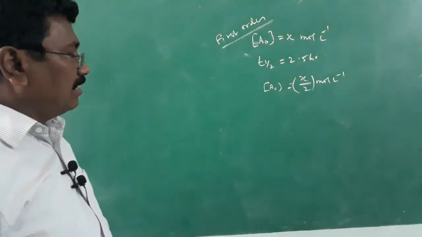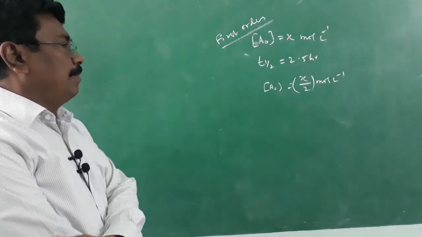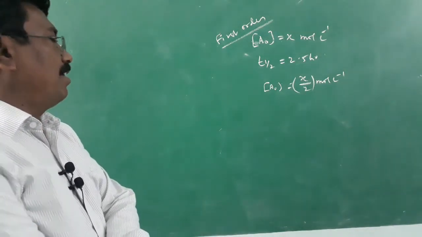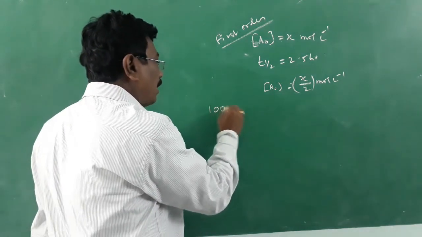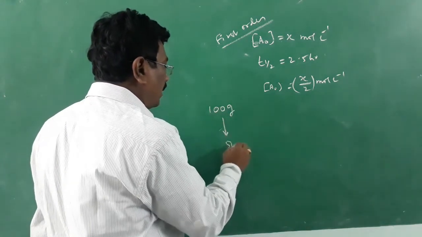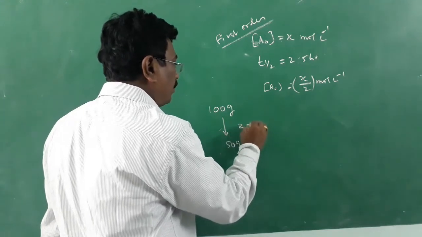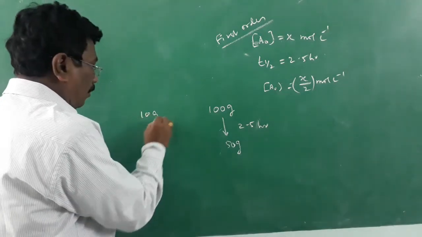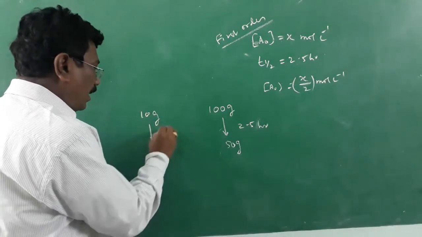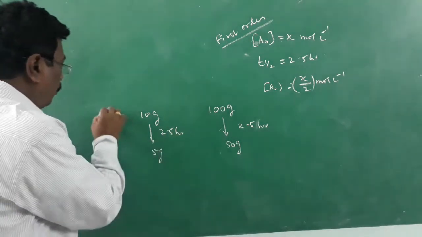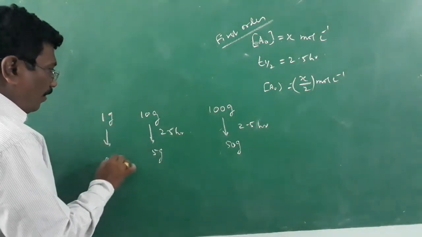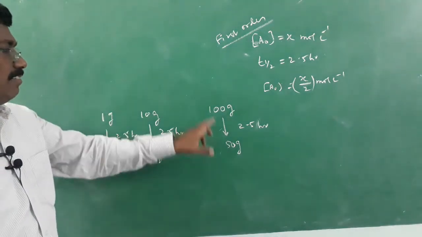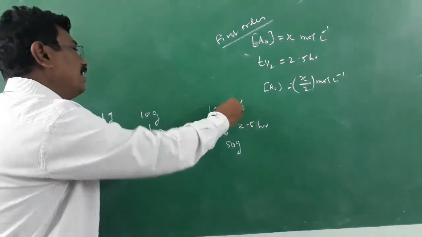We have seen in pharmacokinetics, half-life period of paracetamol is found to be 2.5 hours. That is, even if I have 100 gram, to convert 100 gram into 50 gram, it needs 2.5 hours. Suppose if I have only 10 gram, to convert 10 gram into 5 gram, again 2.5 hours is needed. If I have only 1 gram, to convert 1 gram into 0.5 gram, 2.5 hours is needed. So that is the speciality of first order reaction. It is independent of the initial concentration.